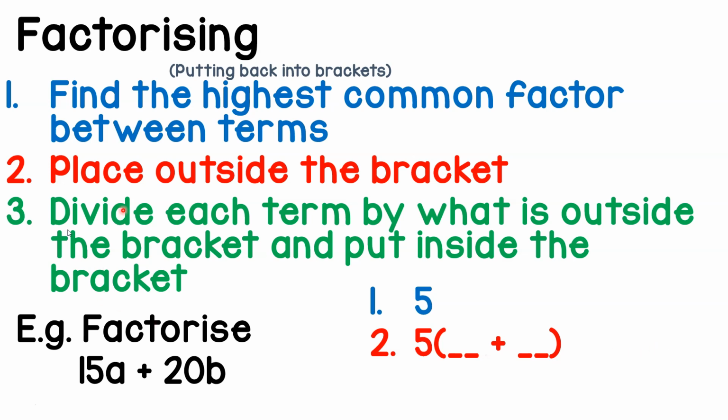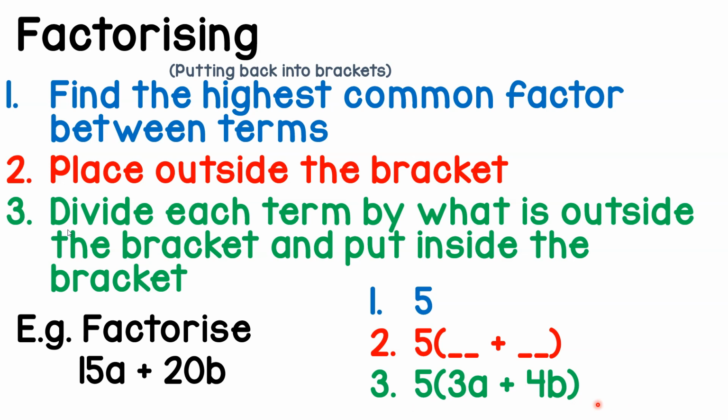Step 3 is to divide each term by what is outside the bracket. So 15a divided by 5, so 15 divided by 5 is 3, so that means we have 3a inside our bracket. And 20b divided by 5, well that is 4b, and this would be your solution here.